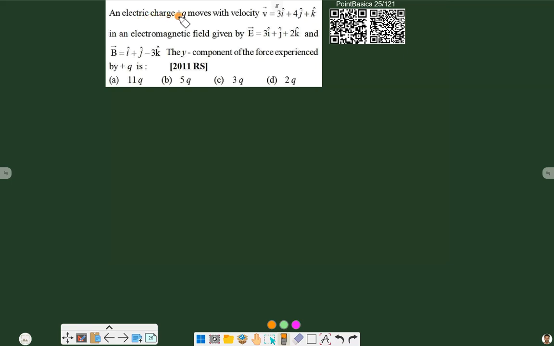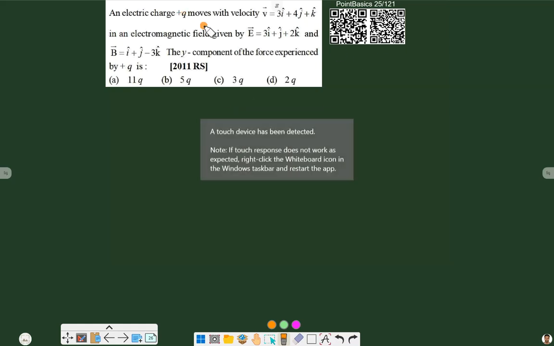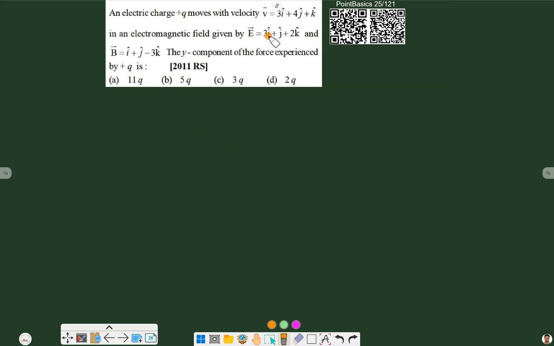An electric charge plus Q moves with a velocity. The velocity is mentioned, the electric field is mentioned, and B is mentioned. The Y component of the force experienced by the charge is asked. Here the particle will have two types of forces. One is, as it is a charged particle, it will experience an electric force, that is QE, and it will also experience a magnetic force as there is velocity and a magnetic field. So we will calculate both of them separately and then combine them.